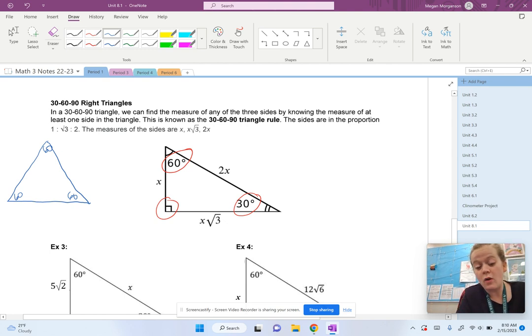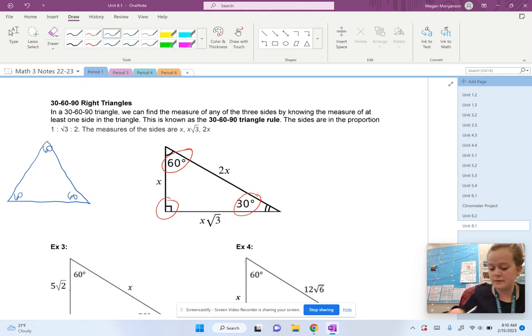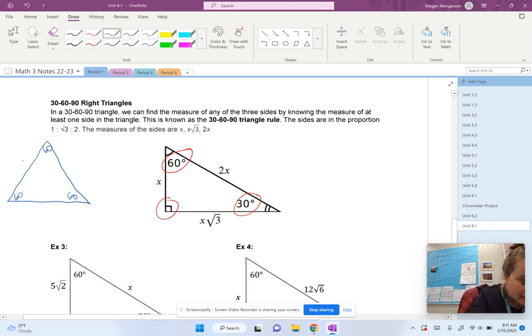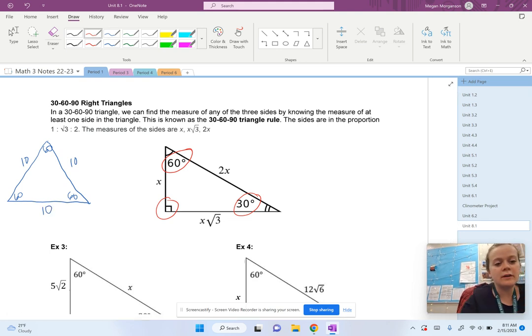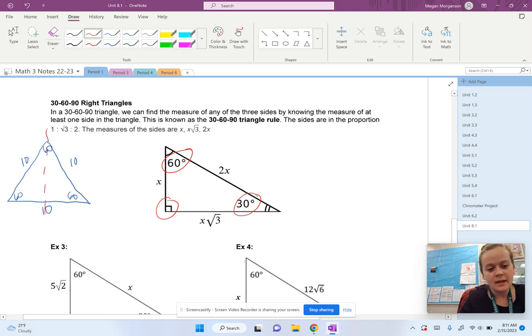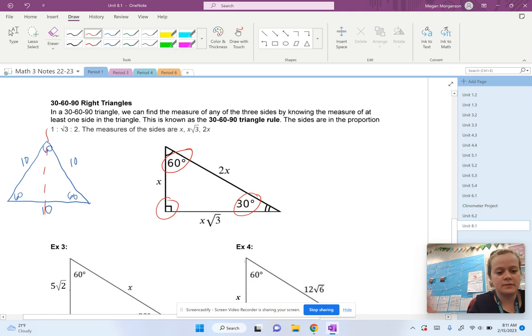And in an equilateral triangle, all 3 of the sides are the same length too. So for this example, let's make all the sides 10. So let's say 10 here, 10 here, 10 here. Okay, I'm going to take this equilateral triangle and split it in half right down the middle. And then I'm going to draw it over to this side over here.